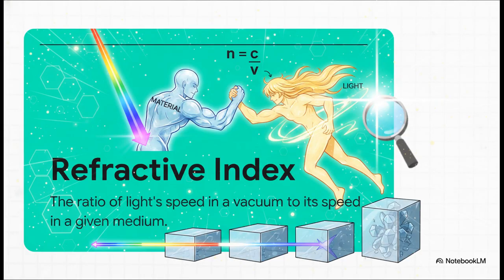Think of the refractive index simply as a measure of a material's strength. If the light and the material were arm wrestling, this number basically tells you how strong the material is at forcing the light to slow down and bend to its will. We calculate it by taking the speed of light in a vacuum and dividing it by the speed of light in that specific medium. So what's the bottom line? A higher number simply means a denser material, much slower light, and a much sharper bend. Seriously, it is just that simple.